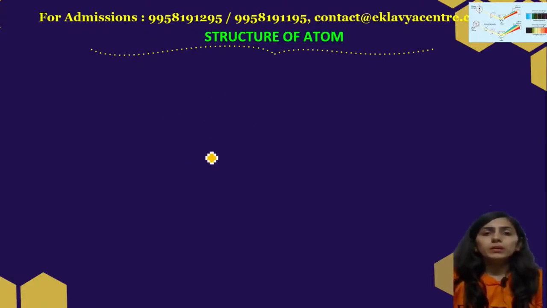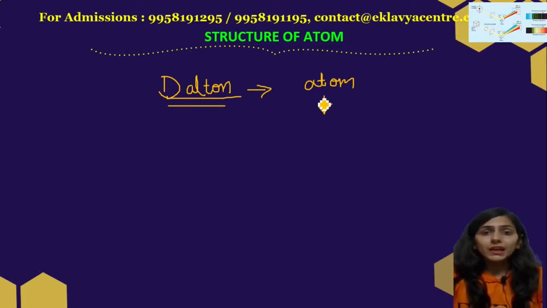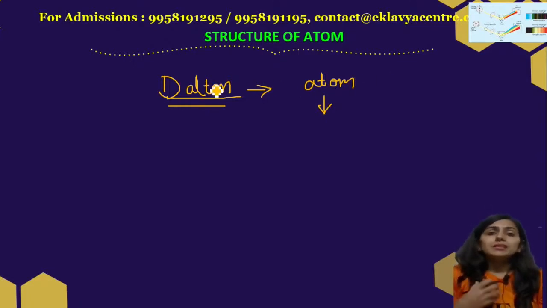So first, before going deep into the discovery of electron, let us first study Dalton's atomic theory, which I had explained to you in the last chapter also. Dalton was a very famous scientist, and he said that atom is an indivisible particle, means we cannot further divide atom into subparticles, right? He was the first scientist to tell us something about atom.